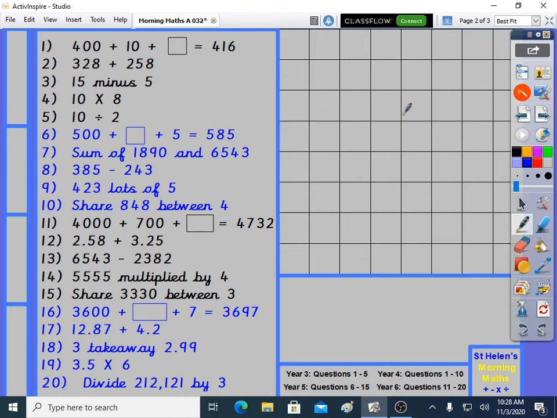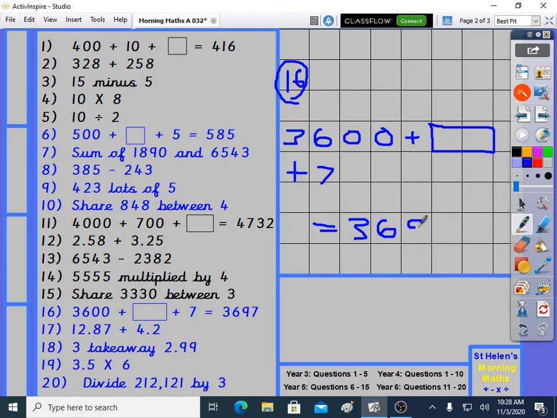So year 6 level, question 16. 3,600 plus a mystery plus a mystery plus 7 equals 3,697. We've got 3,607. We're missing the 90, aren't we? That's what's missing, 90. 90 goes in the missing box. I'm doing these much quicker for year 6s than I do for younger year groups.